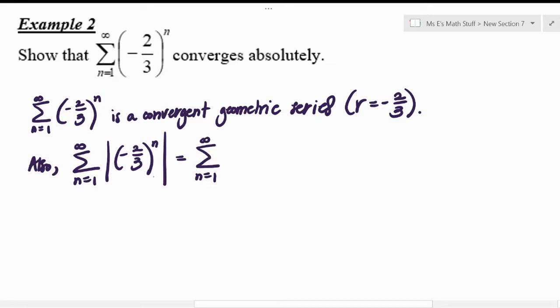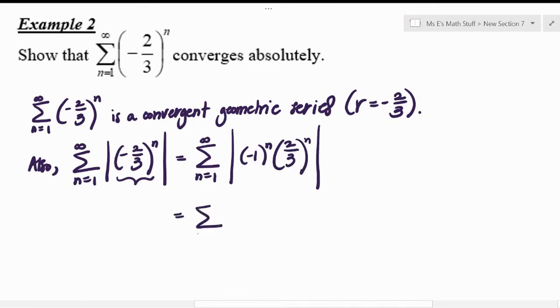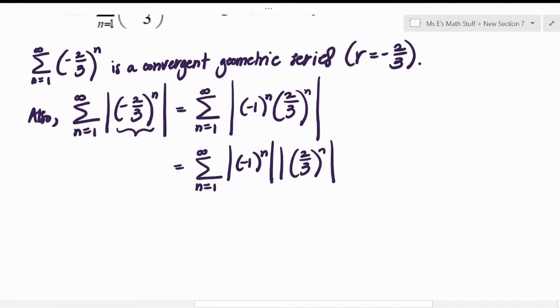So you could use properties of exponents inside here and break this up as negative 1 to the n times 2/3 to the n. And then from there, absolute value marks distribute over multiplication. And so you could rewrite that as the absolute value of negative 1 to the n multiplied by the absolute value of the quantity 2/3 to the n, like that. And then what's the absolute value of negative 1 to the n? Well, negative 1 to the n is just negative 1, 1, negative 1, 1, negative 1, 1. And so I hope it makes sense that, like, this is equal to 1.